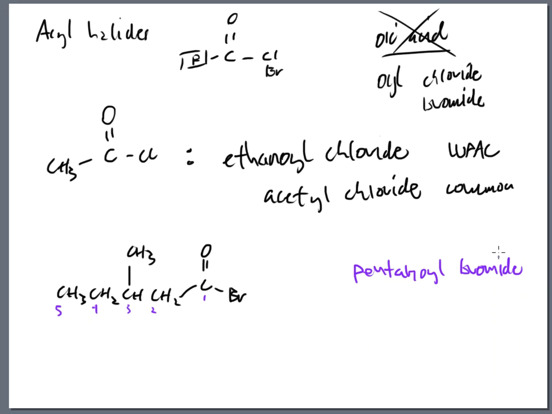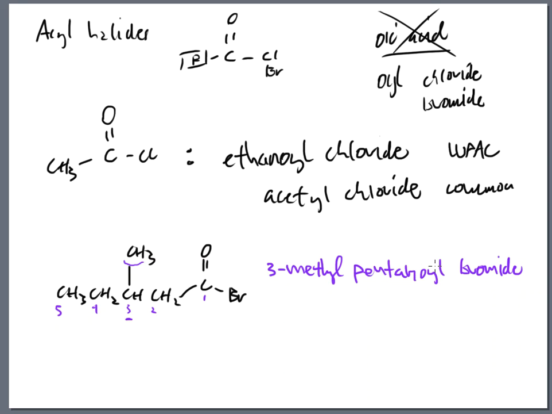But that's not it, because at carbon 3, look at this, I have a 1 carbon substituent, and that 1 carbon is called a meth. So this is a 3-methyl pentanoyl bromide. That is the accepted IUPAC name for that compound, folks.